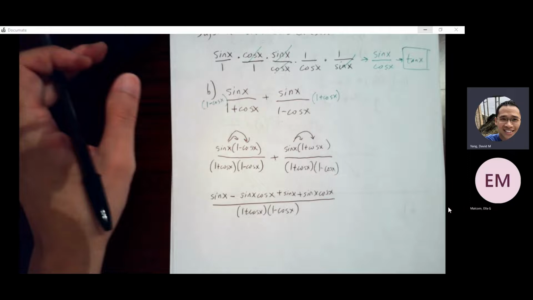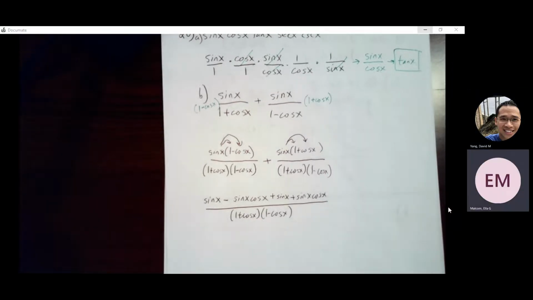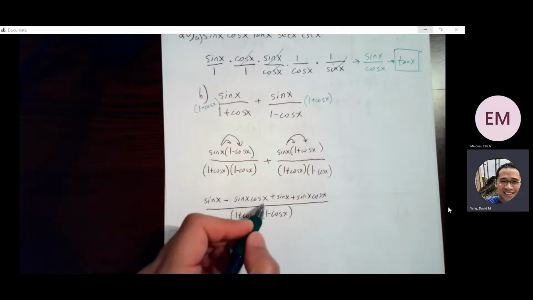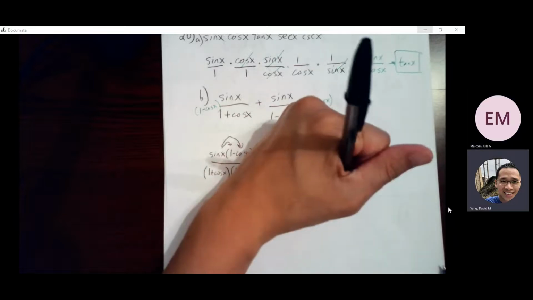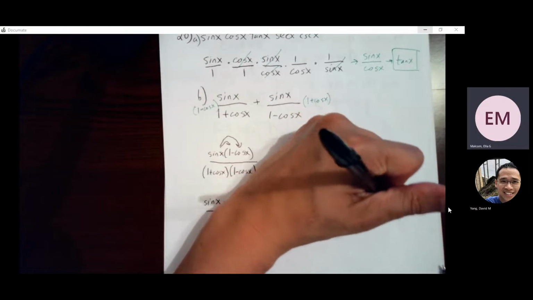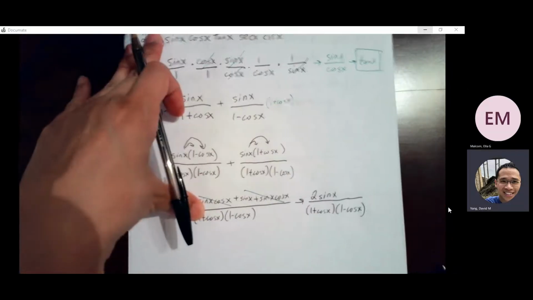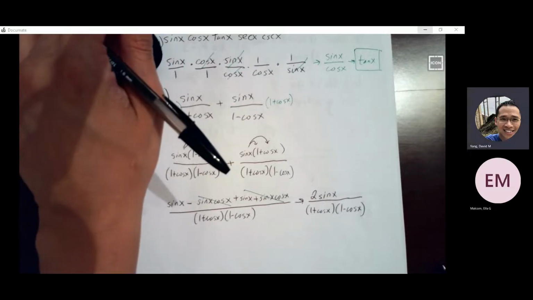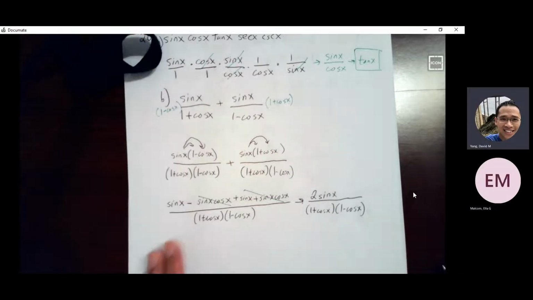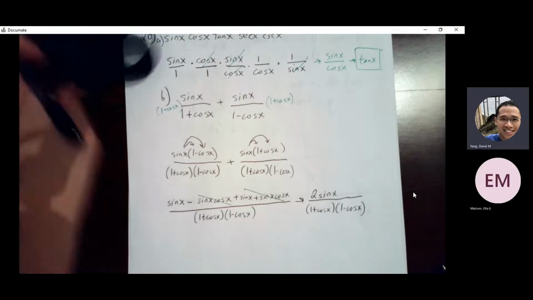What do you see we can do to clean this up even further? Well, our sine x cosine x plus or minus sine x cosine x, those can cancel out. And then sine x plus sine x is 2 sine x, right? Yep. So that would be 2 sine x over 1 plus cosine x times 1 minus cosine x. All right. Anything else we could do? Can we simplify the 1 plus cosine x and 1 minus cosine x? Yes. All right, so what if we FOIL this out and see what happens from there?